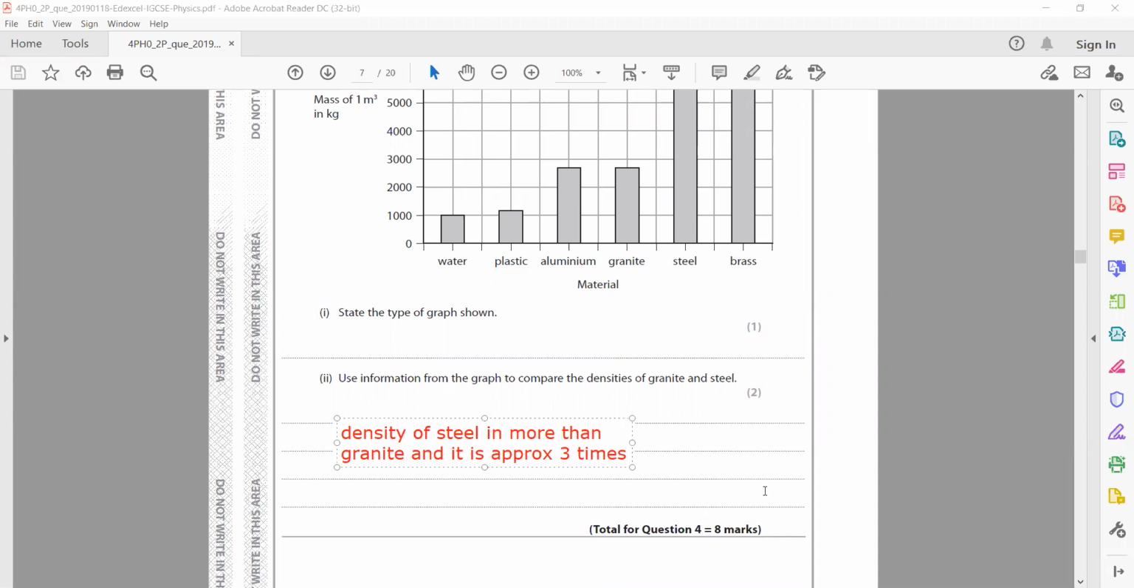So this was Jan 2019, paper 2P, question 3 and 4.